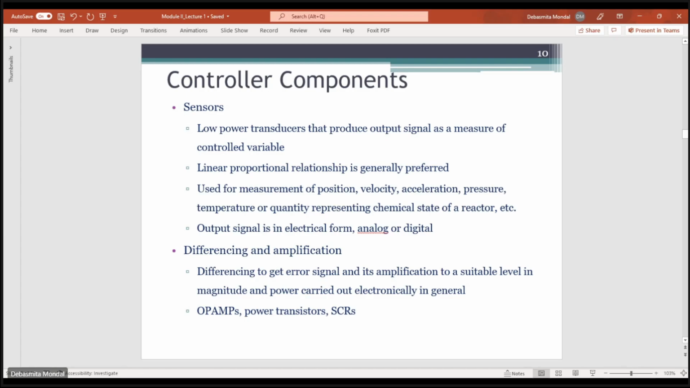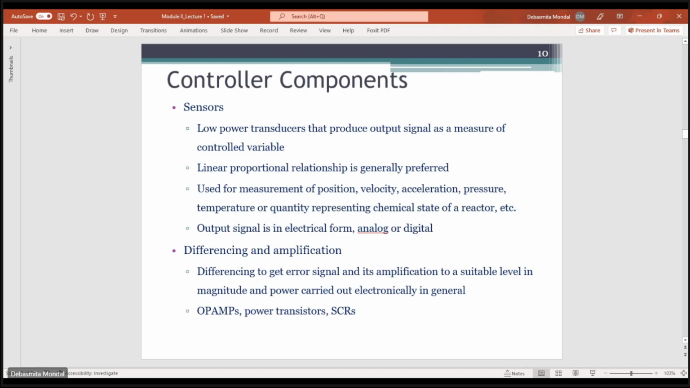As is very apparent, any kind of linear proportional relationship between the input and output of the sensor is always preferable, because linear equations are always easy to work with, right? And then these sensors are mostly used for measurement of position, velocity. Then you can use them for acceleration, pressure, temperature.